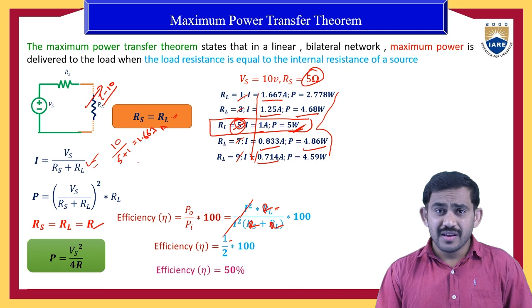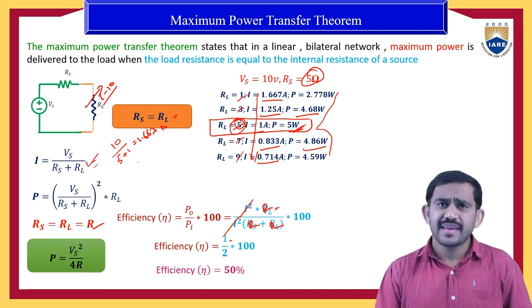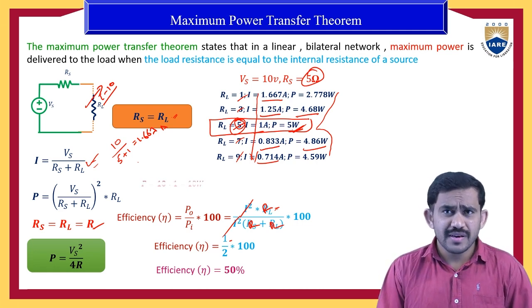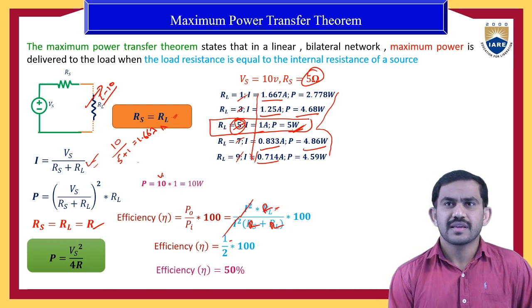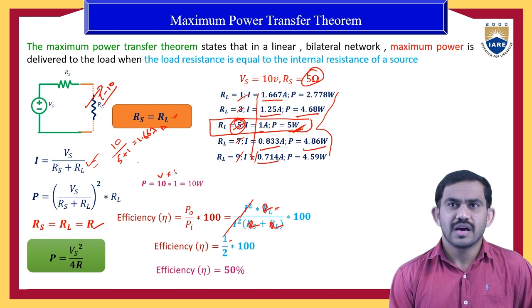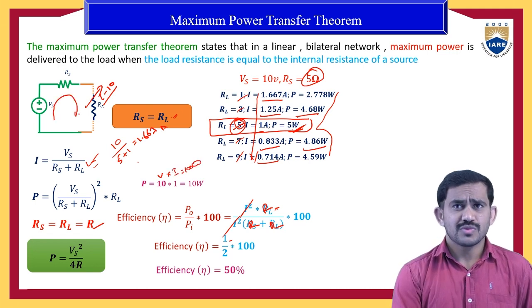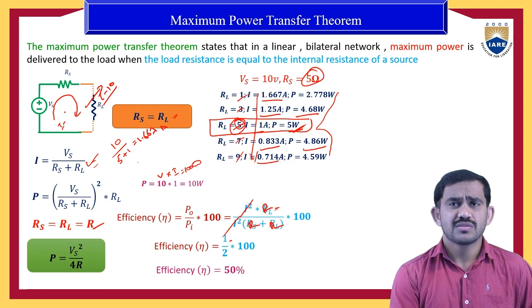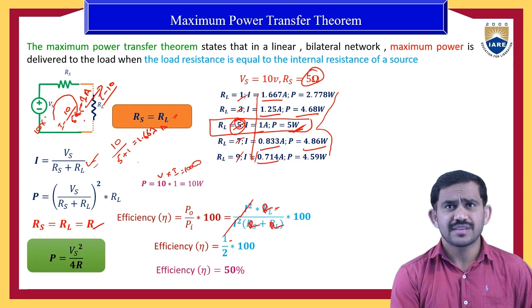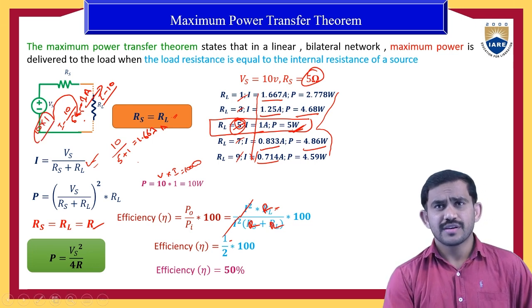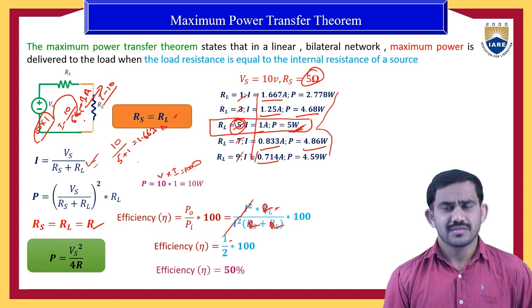For efficiency, you require the output power by input power. So what is your input power? That is V into I, 10 into 1. Here we have only one loop, so I equals 10 by (5 plus 5). Voltage by resistance, then we get 1 amp. Now we have the Vs value 10, so 10 into 1. How much power do we have on the input side? That is 10 watts.